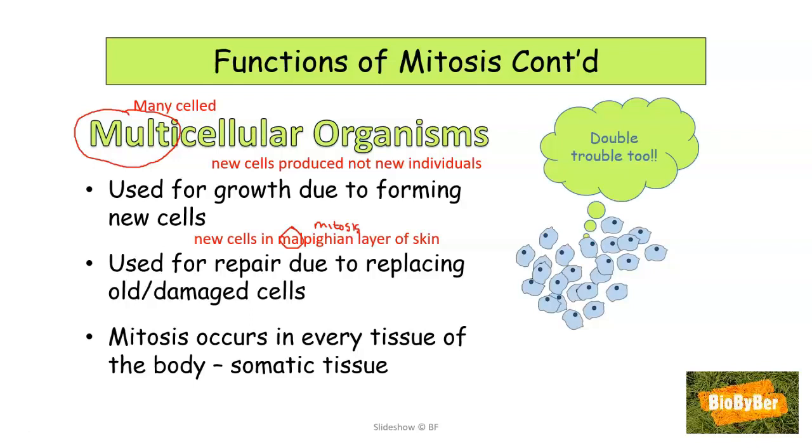Mitosis actually takes place in every tissue of the body. In other words, in somatic tissue, tissue not concerned with reproduction. So in a nutshell, the function of mitosis in multicellular organisms is that it is used for growth and for repair.